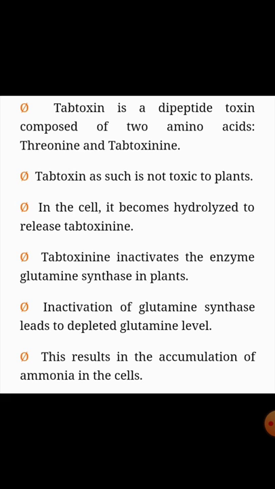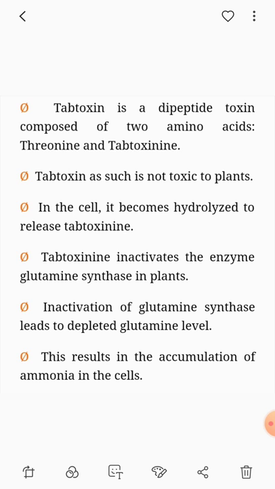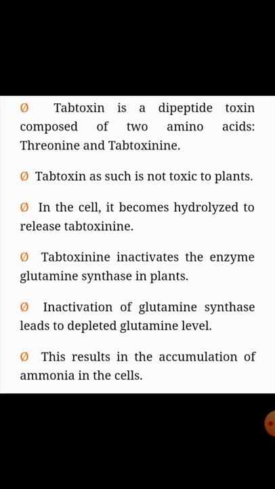Tabtoxin is a dipeptide toxin, that is, made up of two amino acids. After joining of two amino acids with the help of a peptide bond, it is composed of threonine and tabtoxinine. Tabtoxin as such is not a toxin to plants. In the cell it becomes hydrolyzed to release tabtoxinine, and tabtoxinine inactivates the enzyme glutamine synthetase in plants.